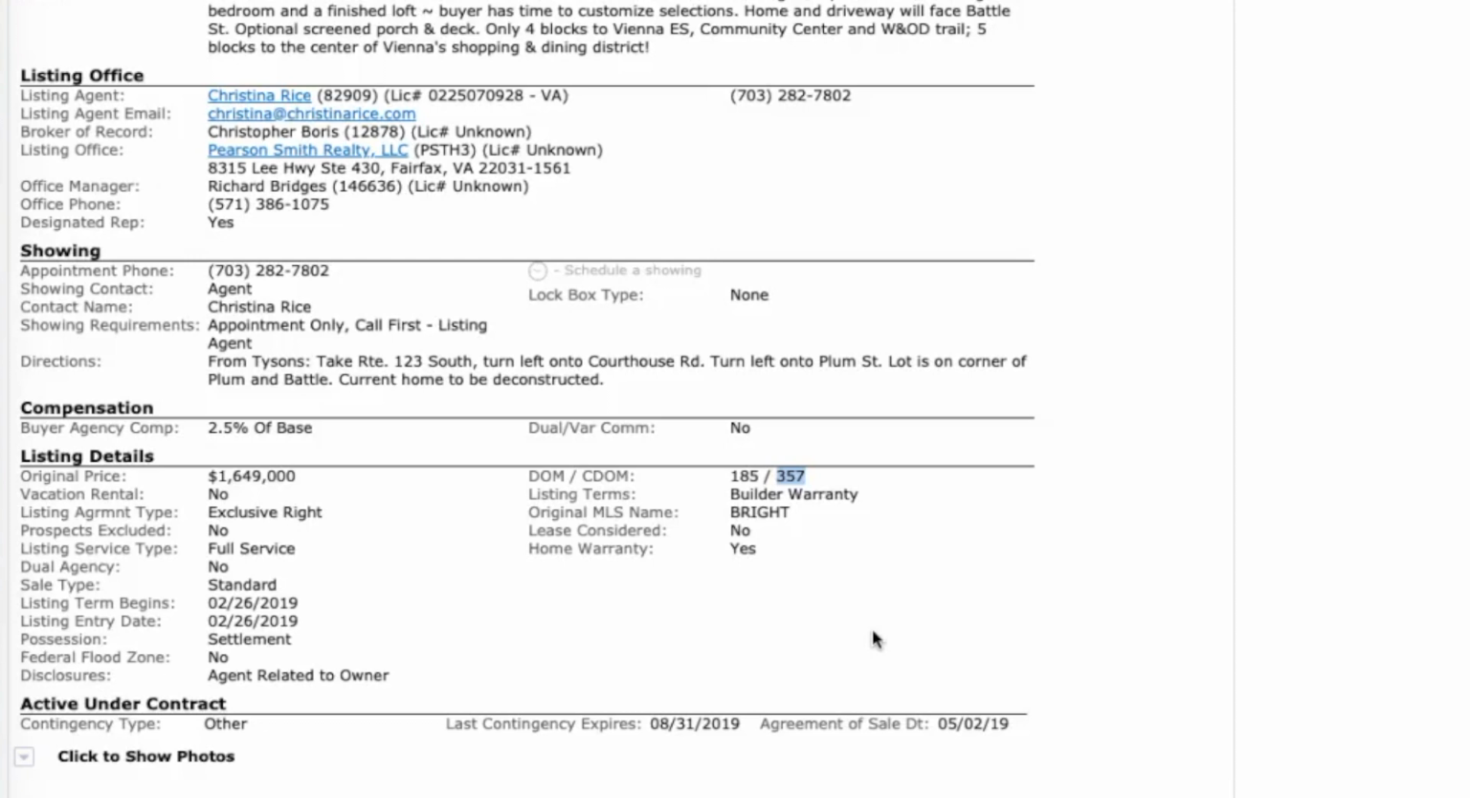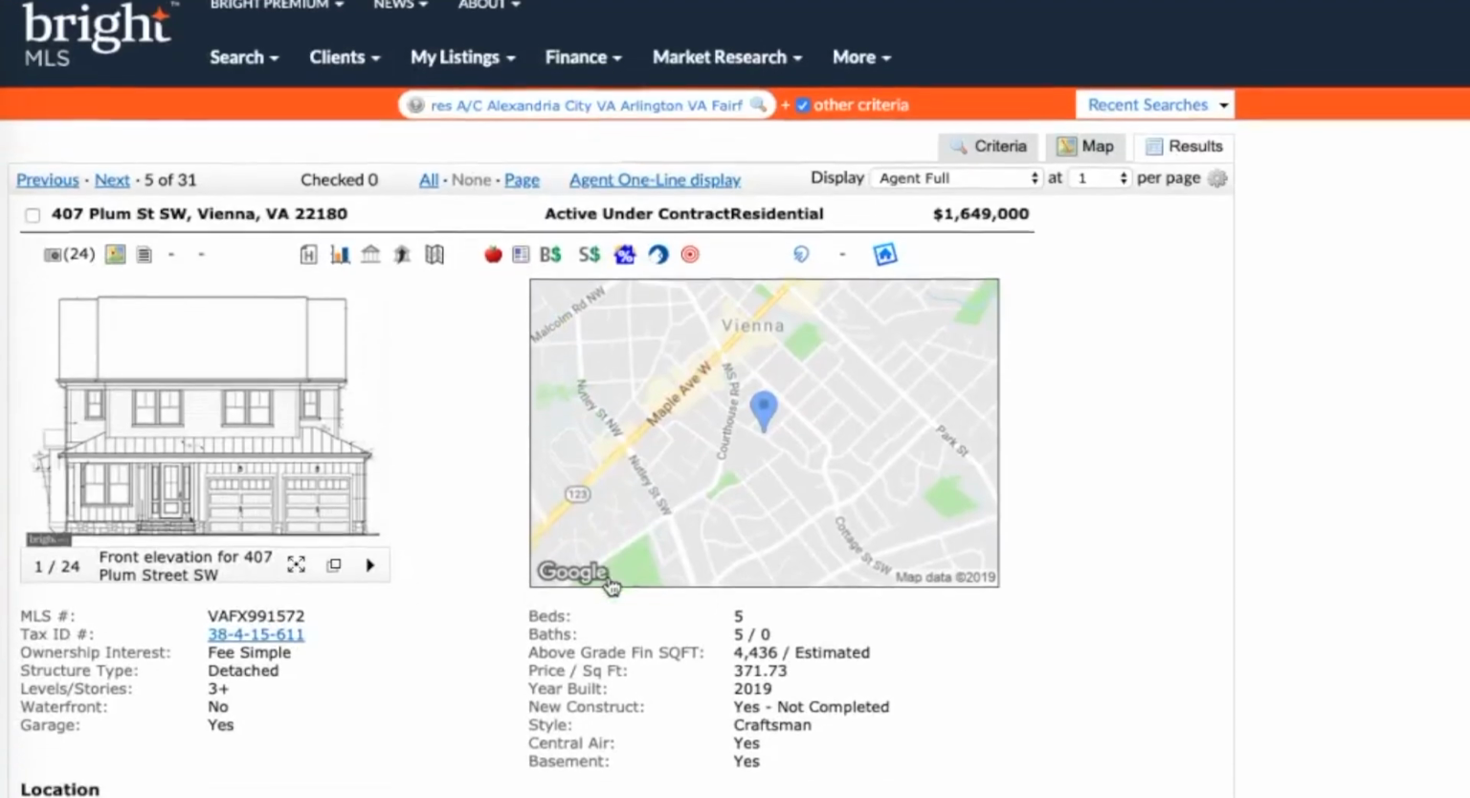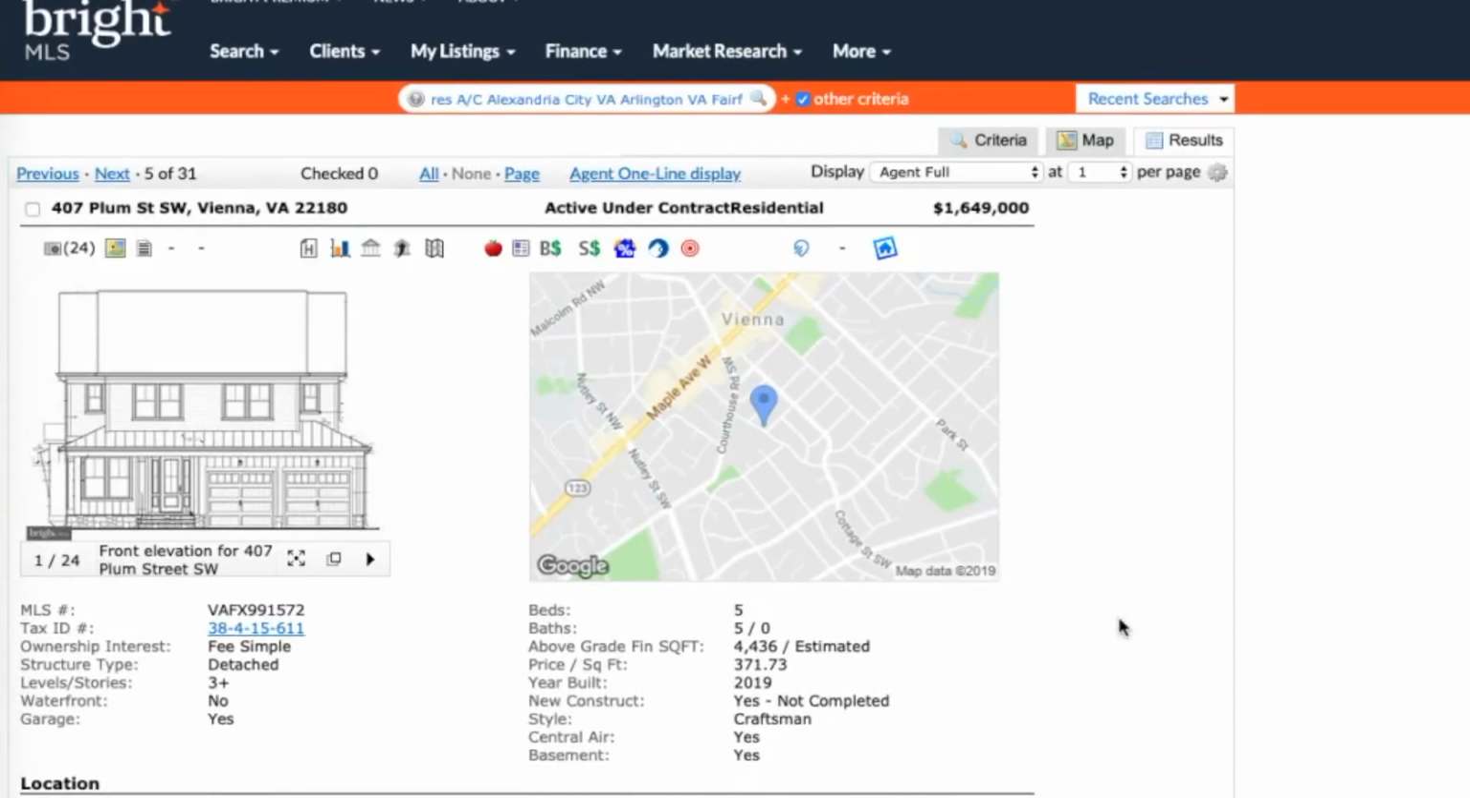So the real days on the market is 357. However, some websites display the 185, some display the 357. So again, it's very confusing. The moral of this story is the best resource to get the most accurate information on any property is a licensed real estate agent who has access to the MLS.